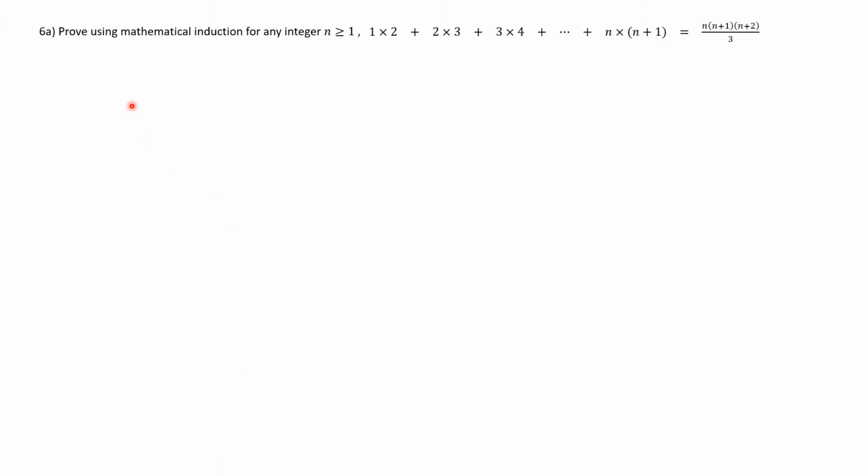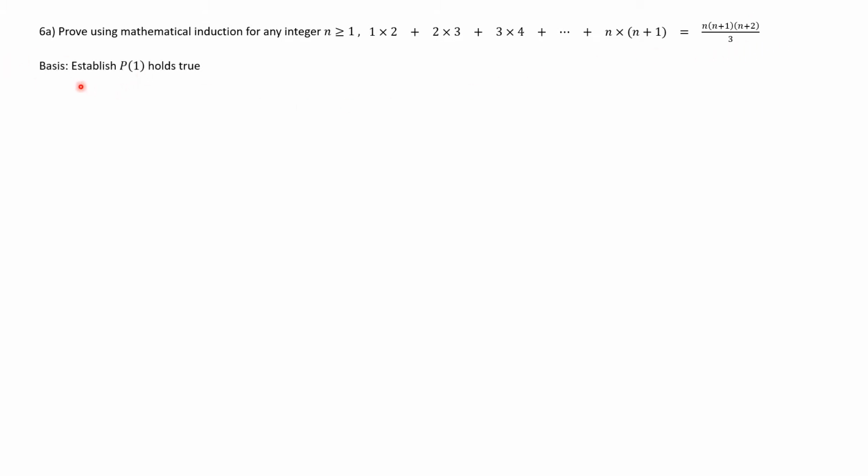So let's prove using mathematical induction, for any integer n greater than or equal to 1, that 1 times 2 plus 2 times 3 plus 3 times 4 plus ... plus n times n plus 1 is going to equal n times n plus 1 times n plus 2 over 3.